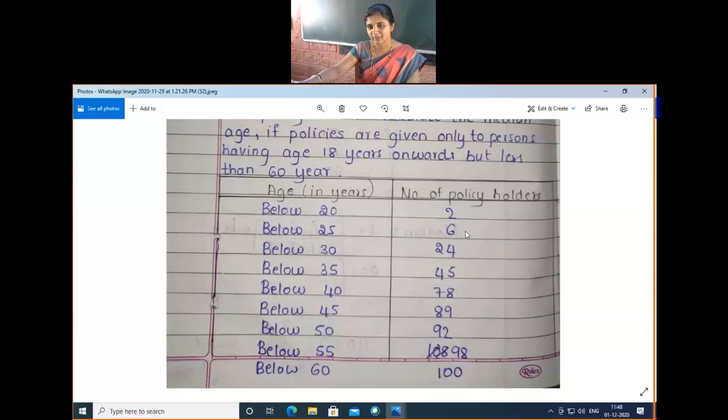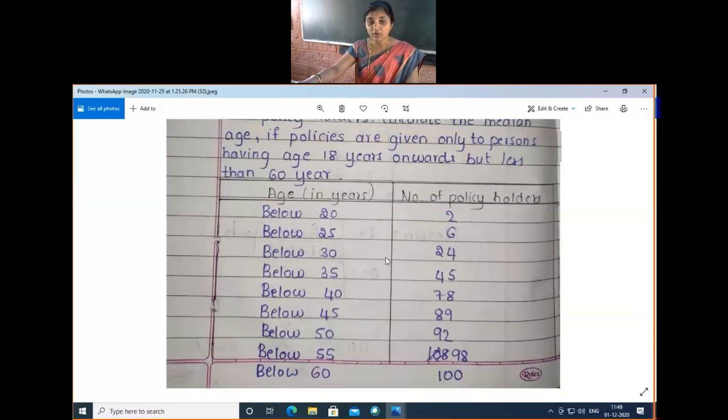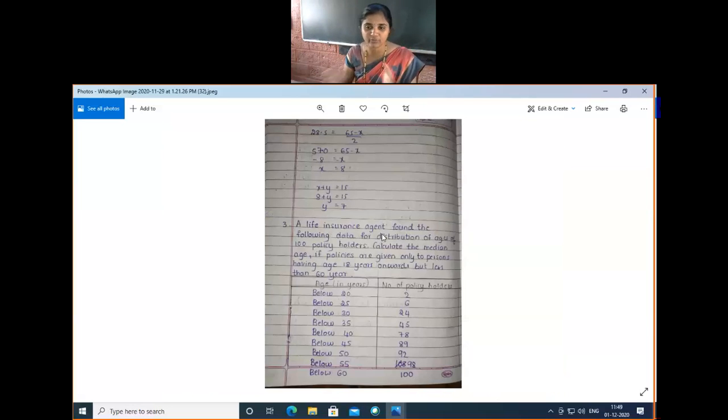In the sense, this 2 is also covered in this 6. While preparing the frequency, we have to subtract. Okay. Then below 30, 24. Then these 6 members are also in this group. Then below 35, 45. These 24 members are also included in this group. Okay. So this is actually less than form. So now we have to find out the median of this data.